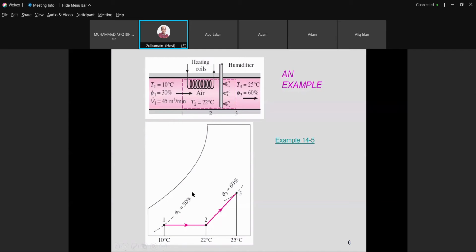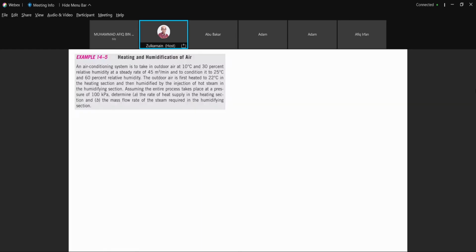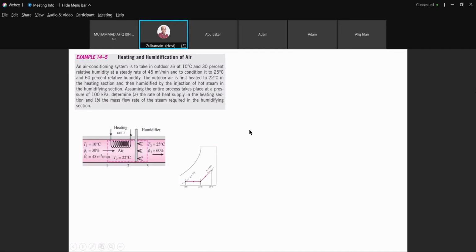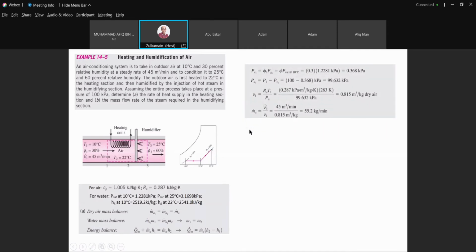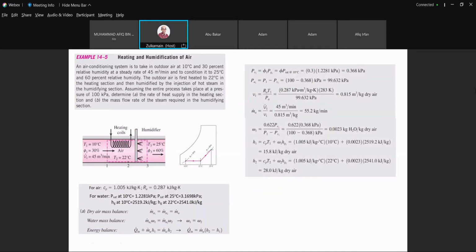So this is the sketch on the psychrometric diagram. But what I'm going to look at is the same question, where we are going to plot on the psychrometric chart. When you plot on the psychrometric chart, then you will have all these values.